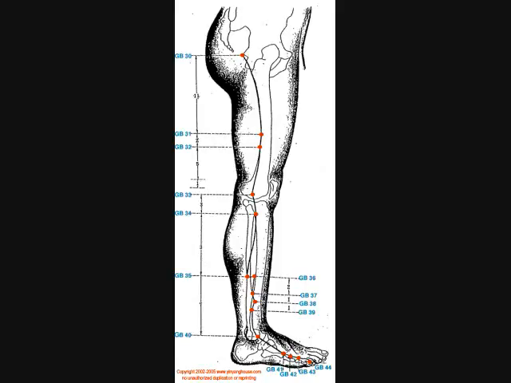GB38, 4 tsun above and slightly anterior to the tip of the external malleolus on the anterior border of the fibula. GB39, 3 tsun above the tip of the external malleolus in the depression between the posterior border of the fibula and the tendon peroneus longus brevis.